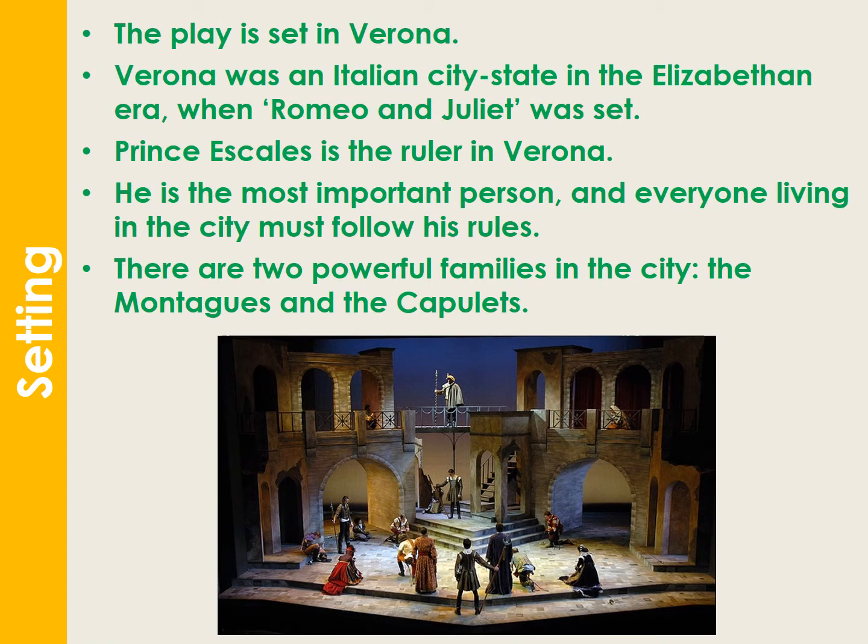The play is set in Verona. Verona was an Italian city-state in the Elizabethan era when Romeo and Juliet was set. Prince Escalus is the ruler in Verona. He's the most important person, and everyone living in the city must follow his rules. And there are 2 powerful families in the city, the Montagues and the Capulets.